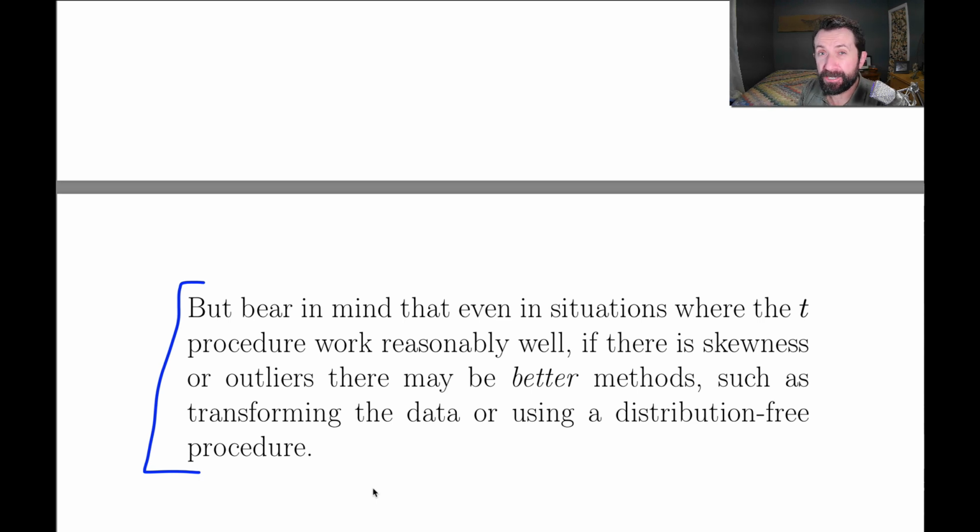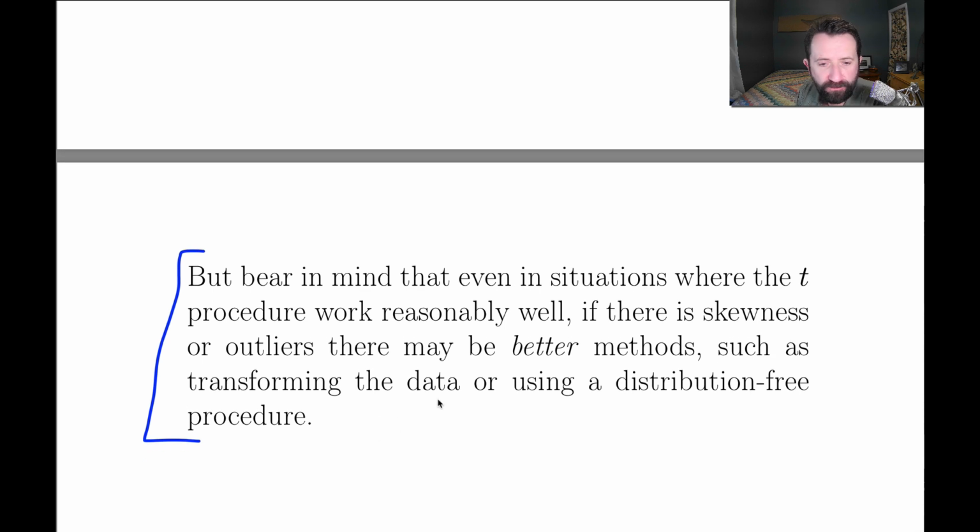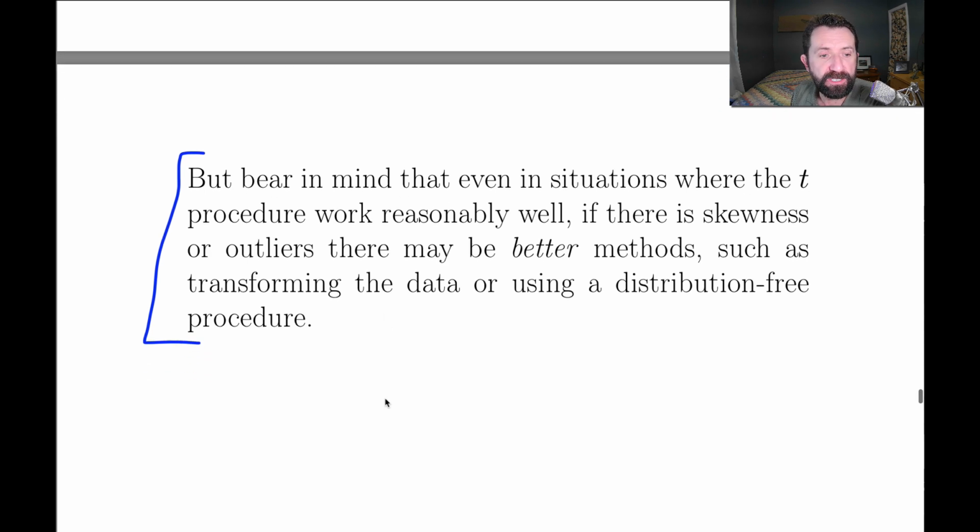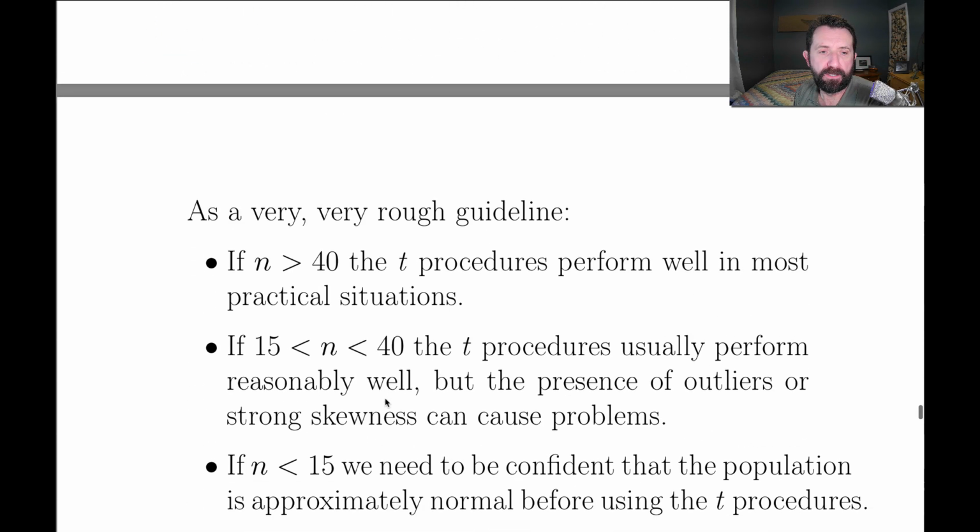But in most situations, we'd like to take care of that non-normality. If we have some skewness, we'd like to take care of it and get something a little bit more normal. We'll talk about transformations in a second. So there may be better methods, such as transforming the data or using a distribution-free procedure. Even if the T is working reasonably well, we should investigate that normality assumption and see what our data looks like.